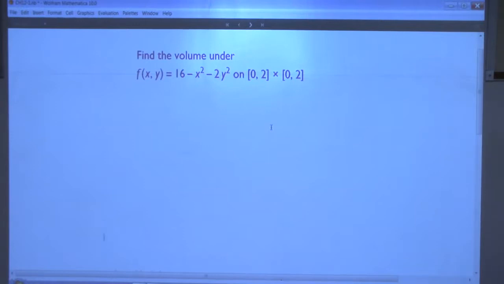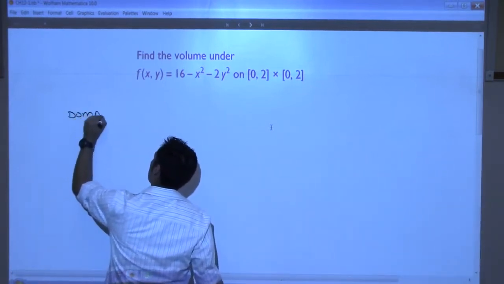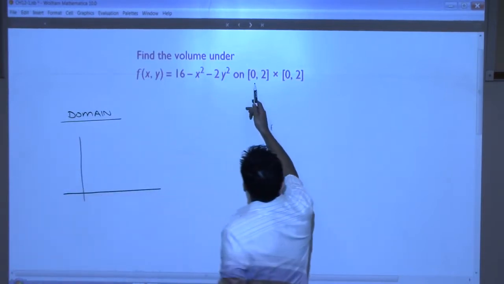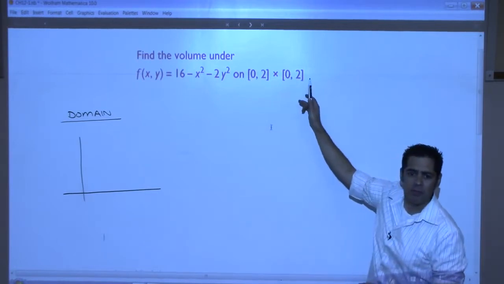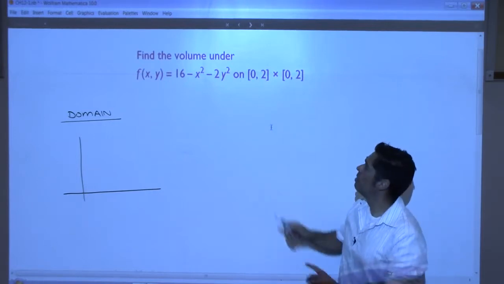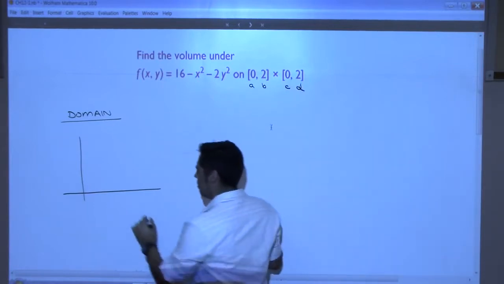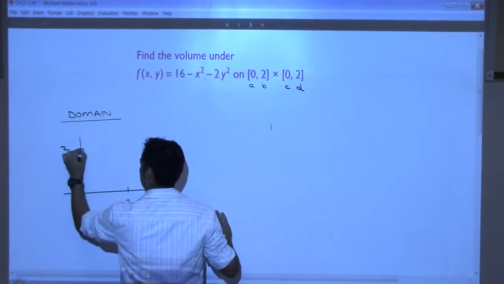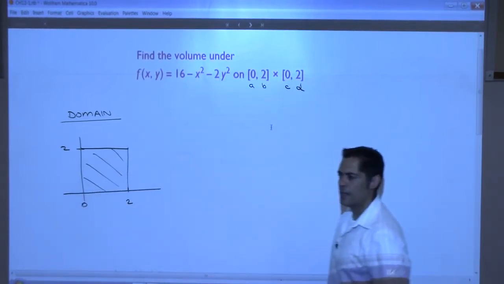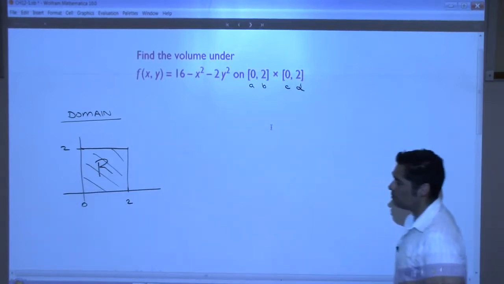So I'm going to draw a quick picture of the domain. My domain, what I'm integrating over, goes from 0 to 2 and 0 to 2. 0 to 2 on my x-axis, and then 0 to 2 on my y-axis. So this is A, this is B, this is C, this is D. So it's actually a box, isn't it? That's my region. I'm going to call this R for a rectangular region or a rectangle.